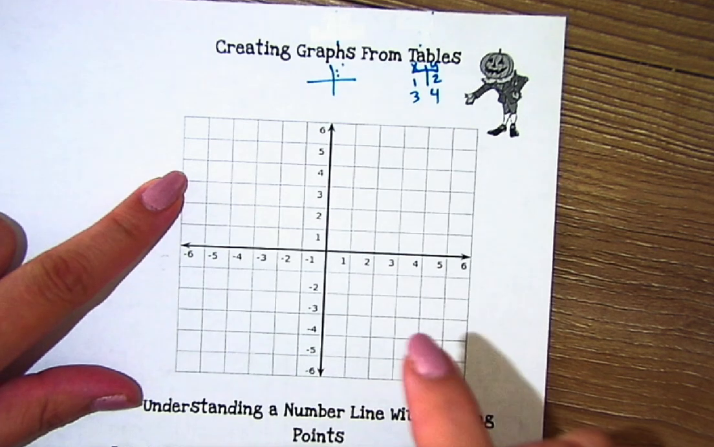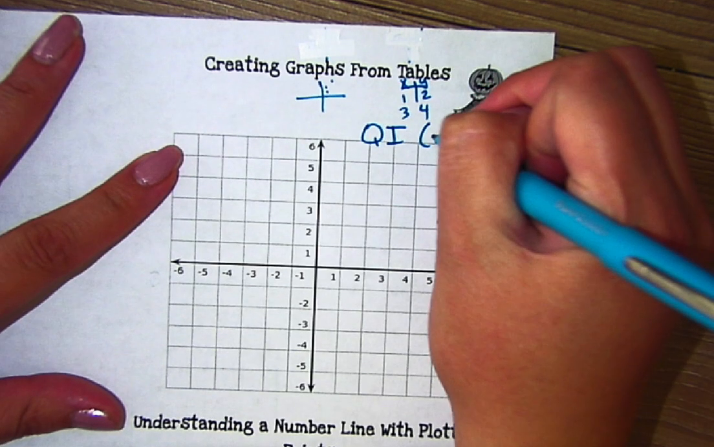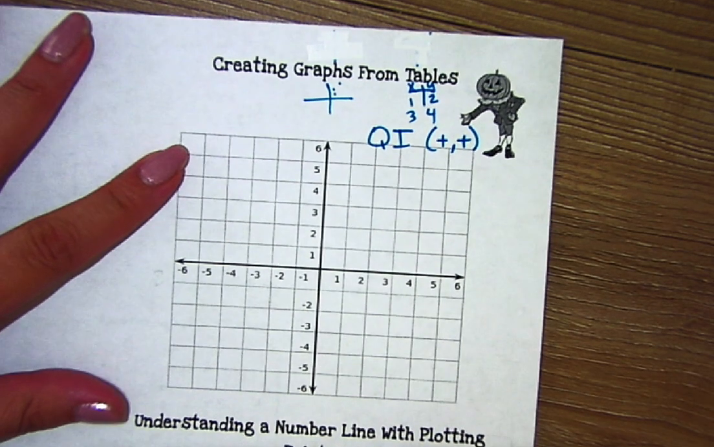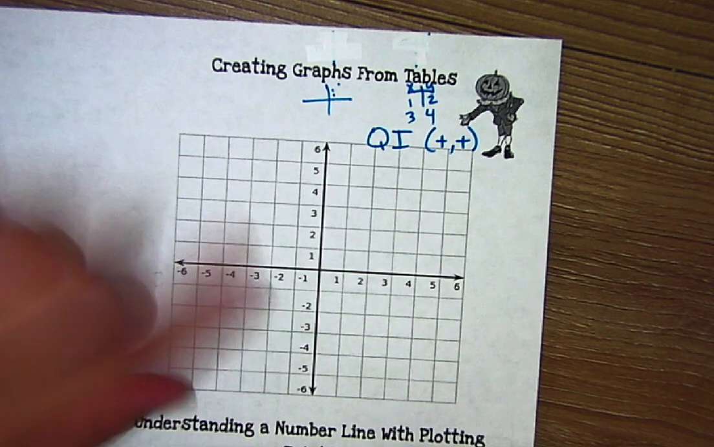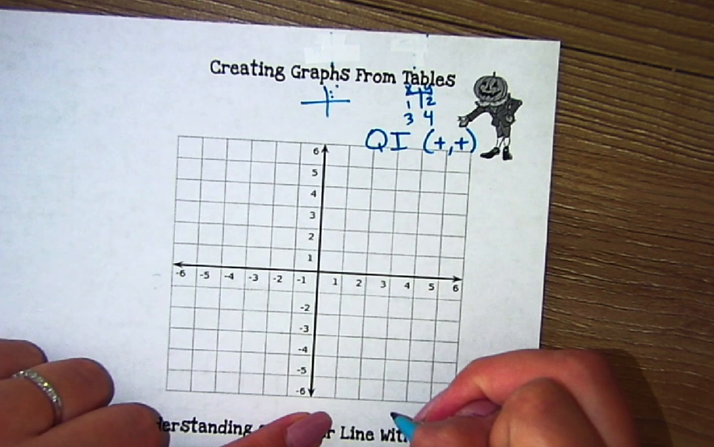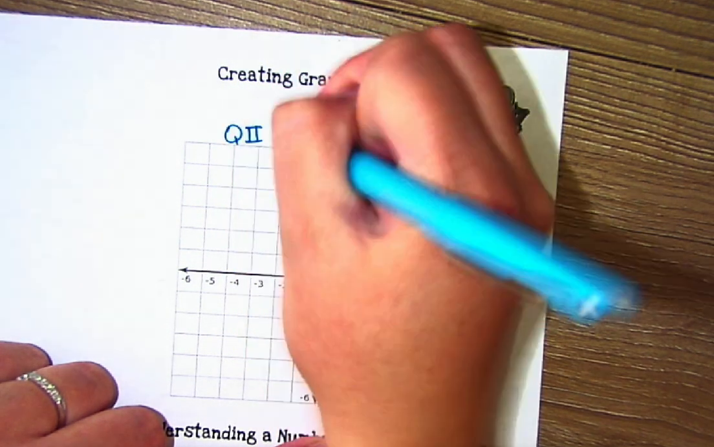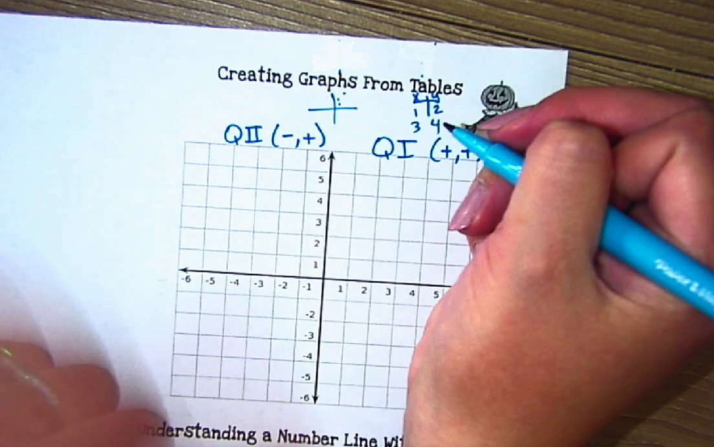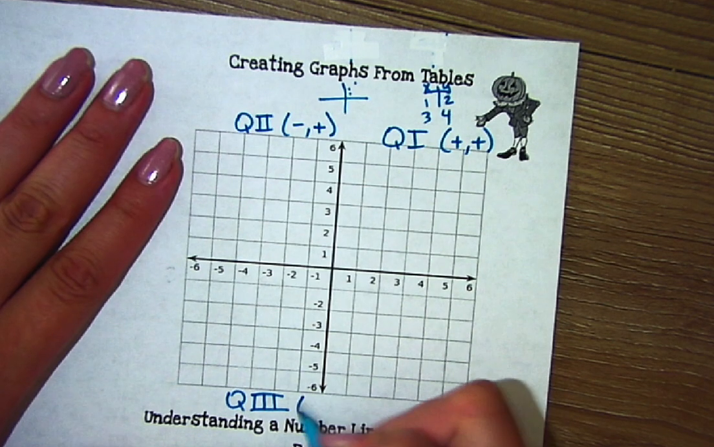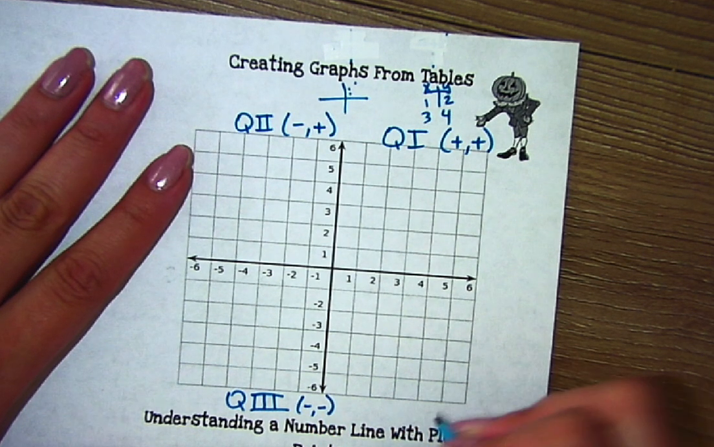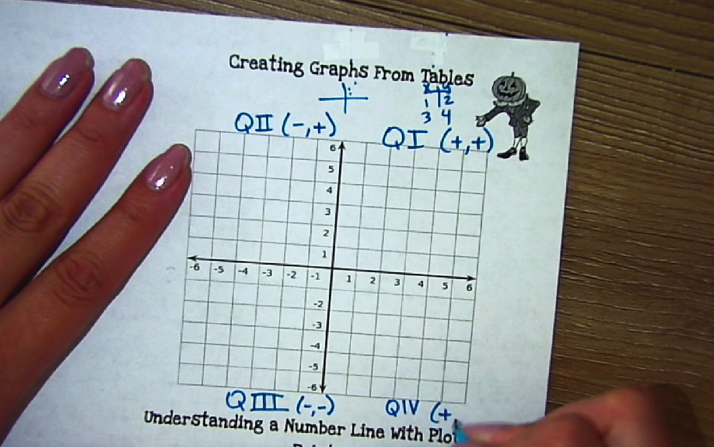Okay, there is 4 quadrants. This is quadrant 1, and it has positive. Your x is going to be positive and your y is going to be positive. This is quadrant 2. It consists of negative and positive numbers. This is quadrant 3. Negative and negative. And then this is quadrant 4. And it consists of positive and negative numbers.